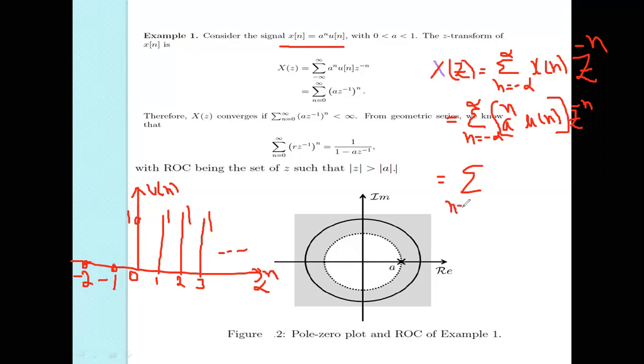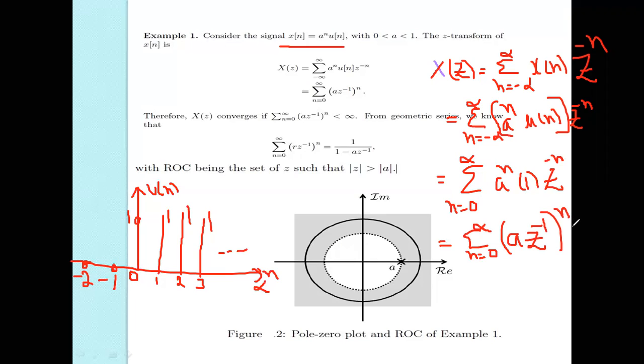So we start from n equal to 0 to infinity, a power n, keeping mu of n as 1, z power minus n, which is equal to the sum over n from 0 to infinity of a z, taking minus 1 whole power n. So a power n, z power minus n.